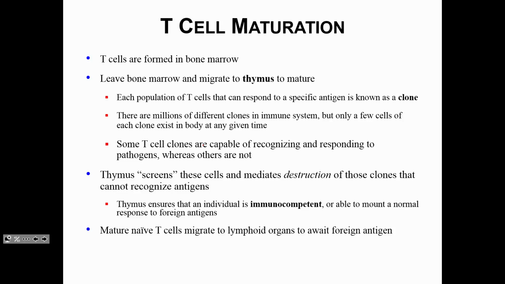All right, and by doing this, the thymus is making sure that an individual is what we call immunocompetent, and that means able to mount a normal response to foreign antigens. We never want our cells to mount responses to self-antigens because that would put us in an autoimmune problem. So the thymus makes sure we're immunocompetent, which means our T cells can respond to antigens. Now, the mature naive T cells, naive means they've not yet encountered an antigen, are going to leave the thymus, go to a lymphatic organ, and wait to come in contact with a foreign antigen.